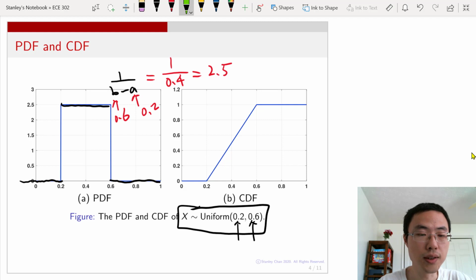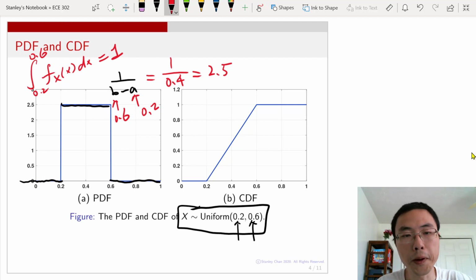So you can see that in this equation, the height of this probability density function is indeed more than 1. And that's allowed because what you really want is that if you integrate your f_X(x) dx from 0.2 to 0.6, this has to give you 1.